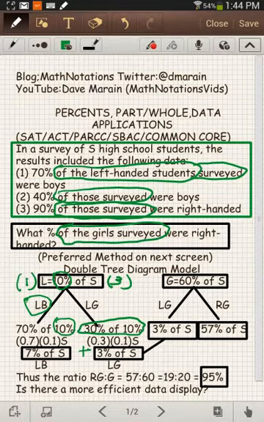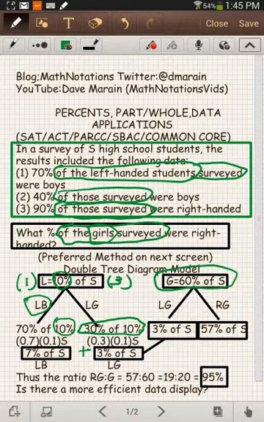Again, that becomes 3% of those surveyed. And we see 7%, 3% adds up to 10%. That's characteristic of all these tree models. On the right-hand side, I'm focusing on the girls since that's what the question is asking. What percent of the girls surveyed? And since the boys represented 40% of all those surveyed, the girls represent the remaining 60%. That's what this is over here.